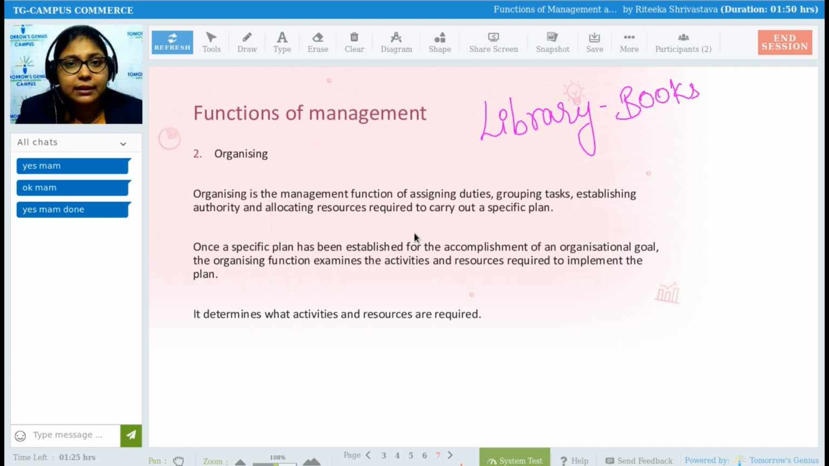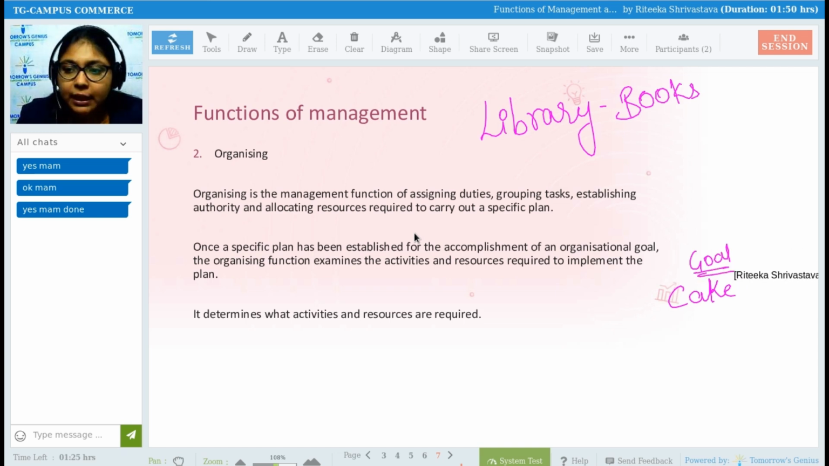You will organize everything. Say suppose you have done the planning of preparing a cake. This is your goal, to make a cake. To make a cake, you will make a plan. You will plan that, okay, fine, today I'll get up, I'll go to school. After coming from school, I'm going to prepare a cake. Now you have made a plan that you are going to make a cake.